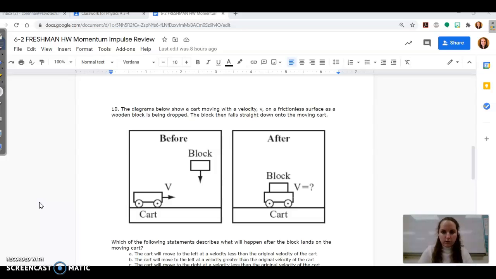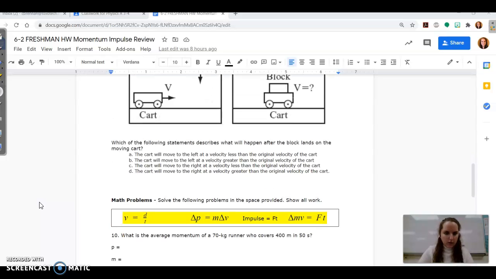Number 10, the diagram below shows a cart moving with a certain amount of velocity v on a frictionless surface as a wooden block is being dropped from above. The block then falls straight down onto the moving cart. So we see this before and after. So this cart is moving with a certain amount of velocity, and then it adds more mass. And then after, we are asked what is going to happen to this velocity.